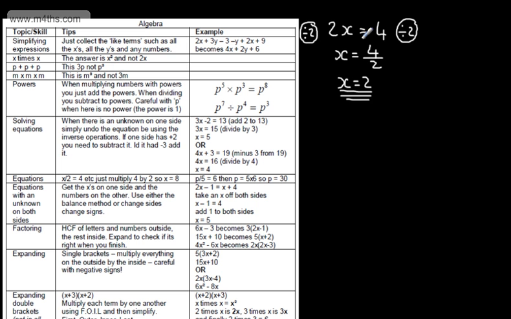Whenever you're solving an equation, do check that it works and check that you can feed this back in and that it will give you the correct answer. 2 lots of 2 is going to be 4.